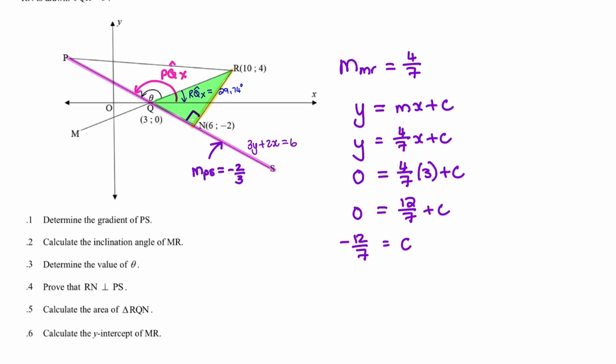And the question was to find the y-intercept. So you can also say the coordinate is when x is 0, the y value is negative 12 over 7. So that is the coordinates of the y-intercept of the line MR.